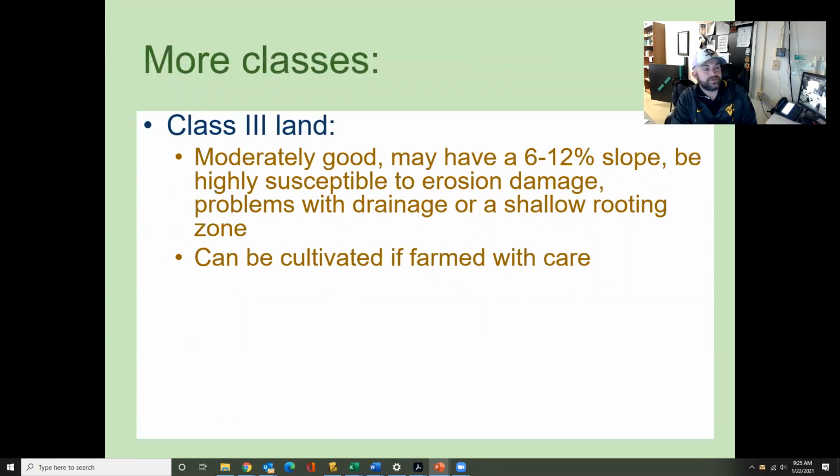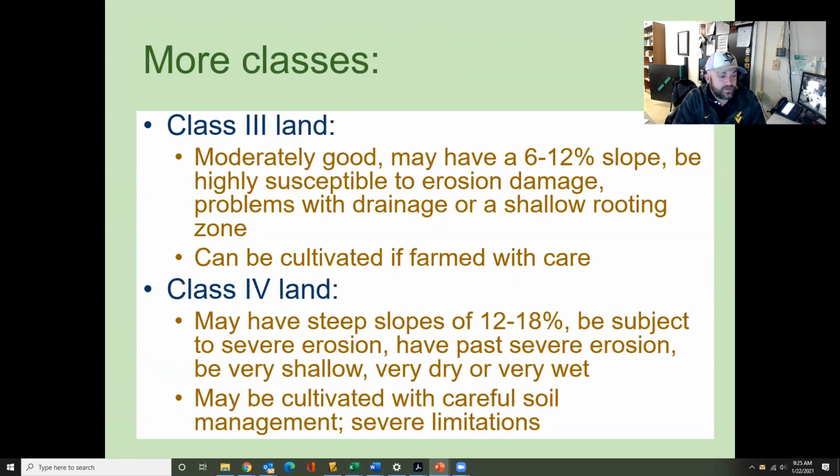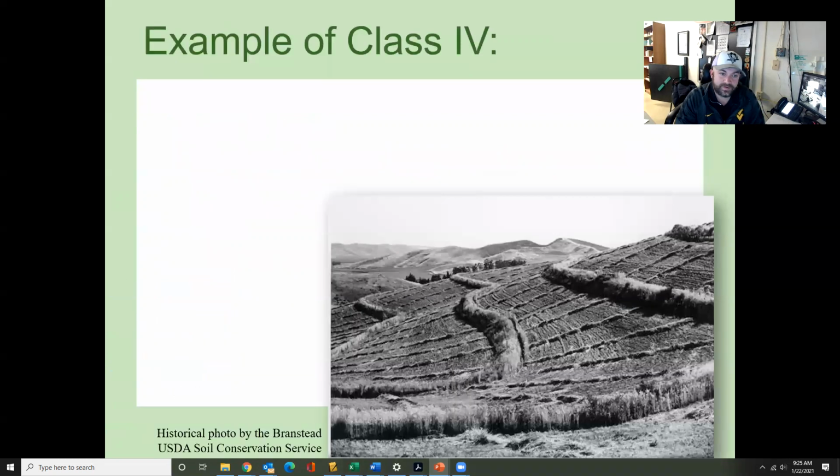More classes. Class 3 lands are moderately good, may have a 6 to 12% slope, but be highly susceptible to erosion damage, have drainage problems or a shallow rooting zone, and can be cultivated if farmed with care. Class 4 lands may have steep slopes of 12 to 18%, be subject to severe erosion, may have past severe erosion, be very shallow, very dry, or very wet, and may be cultivated with careful soil management, but still have severe limitations.